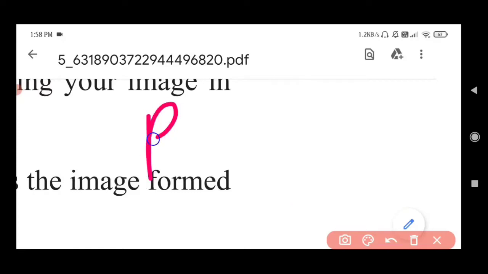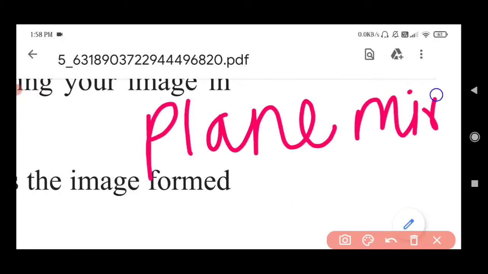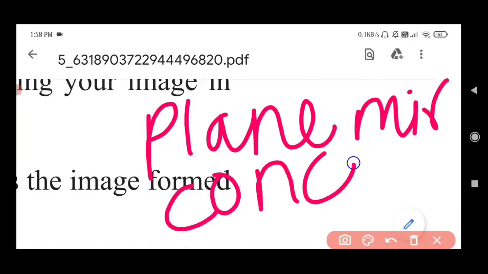So we have seen about the plane mirror, how to represent it, what is a plane mirror, what is the non-reflecting part, what is the reflecting part, and your concave and convex mirror.